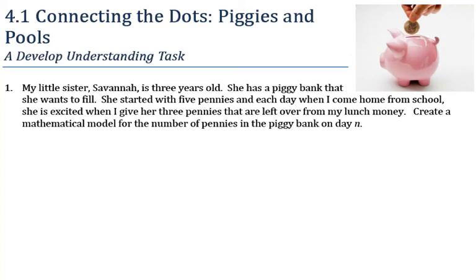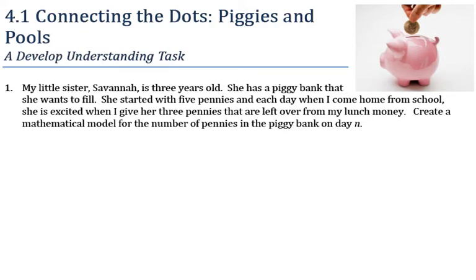Here we go, looking at 4.1, connecting the dots, piggies and pools. So, my little sister Savannah is 3 years old. She has a piggy bank that she wants to fill. She started with 5 pennies, and each day when I come home from school, she's excited when I give her 3 pennies that are left over from my lunch money. Create a mathematical model for the number of pennies in the piggy bank on day n.